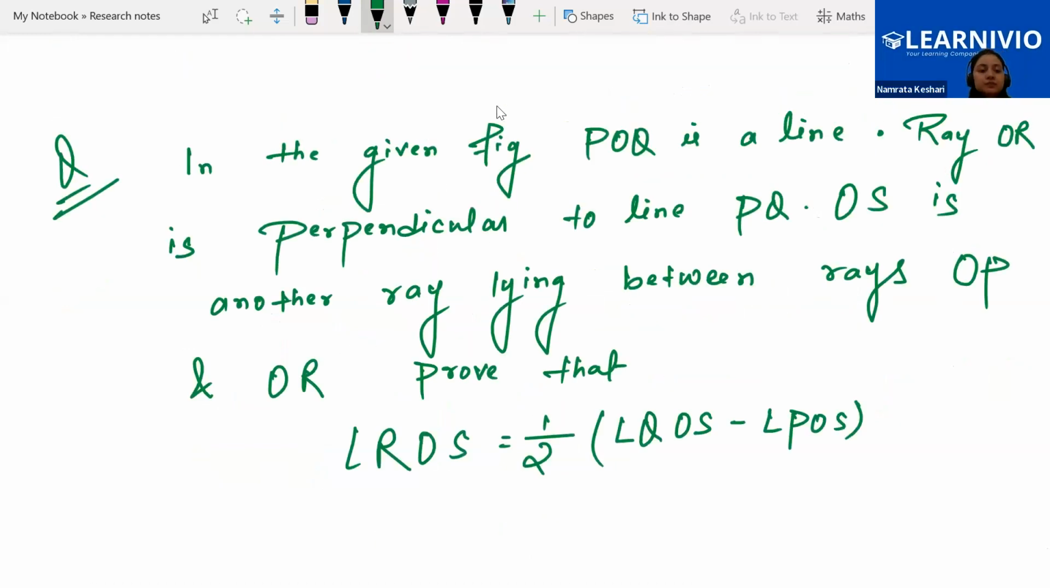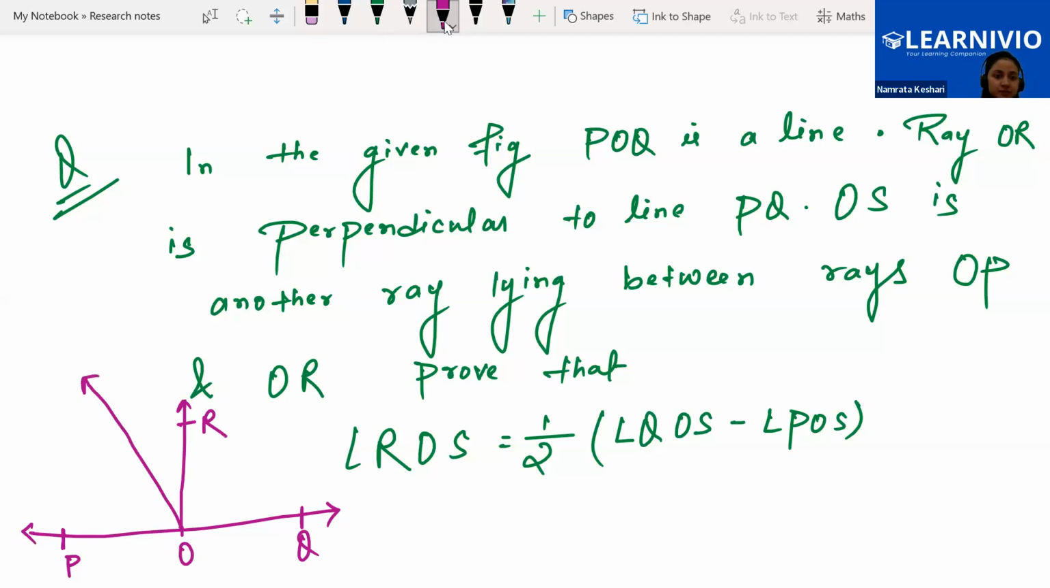I'm drawing the figure. It's a straight line, okay? Even if it doesn't look like that, it's given that POQ is a line, so you have to assume that it's a straight line. Yeah, try it first. Please try it, then only we will be discussing this one. Think about it. Take 5 minutes, try it and think about what can be done, and then only we will be discussing this one.